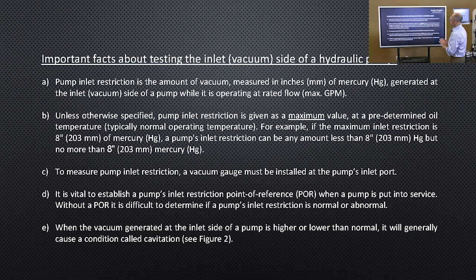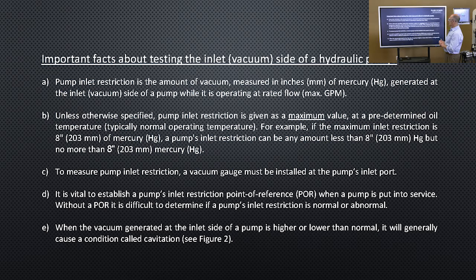So here are the important facts about testing the inlet or vacuum side of any hydraulic pump. A, pump inlet restriction is the amount of vacuum, measured in inches of mercury, which is generated at the inlet or vacuum side of a pump while the pump is operating at rated flow. So be careful of pumps that are variable volume, pressure compensated, load sensing. They have to be on full stroke, full flow in order to check inlet restriction.